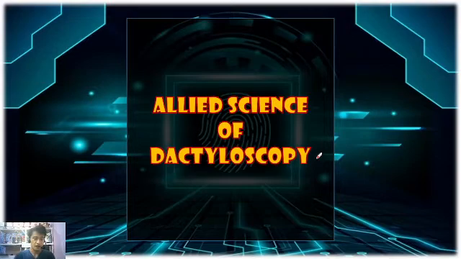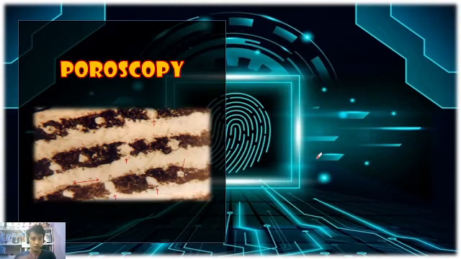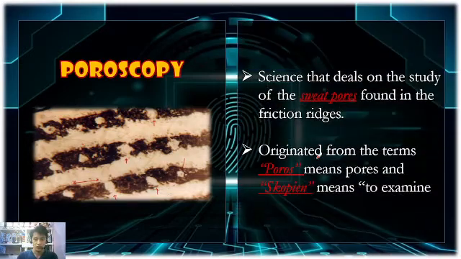So we have here the allied sciences of dactyloscopy. What are the allied sciences of dactyloscopy? The first one is poroscopy, or the study of pores. So what does that mean? It is the study of sweat pores found in the friction ridges.